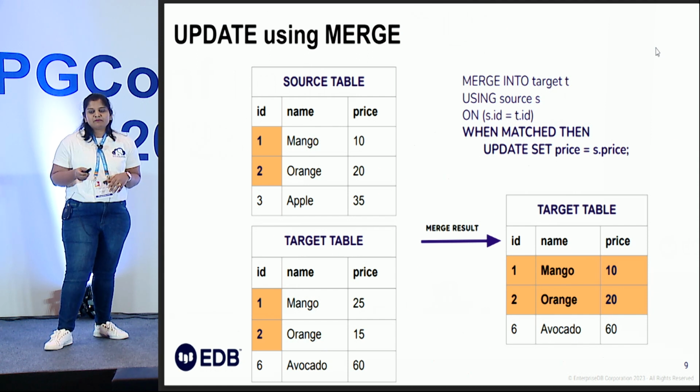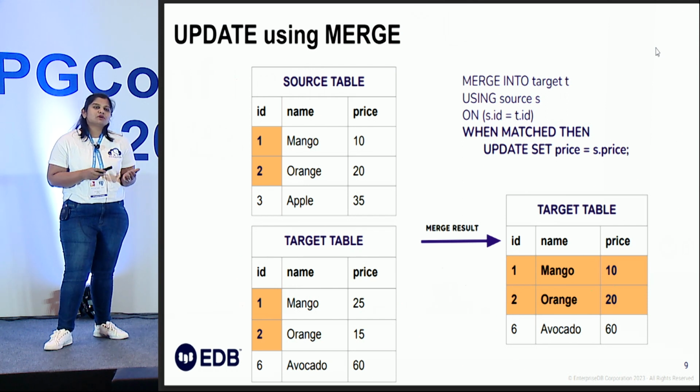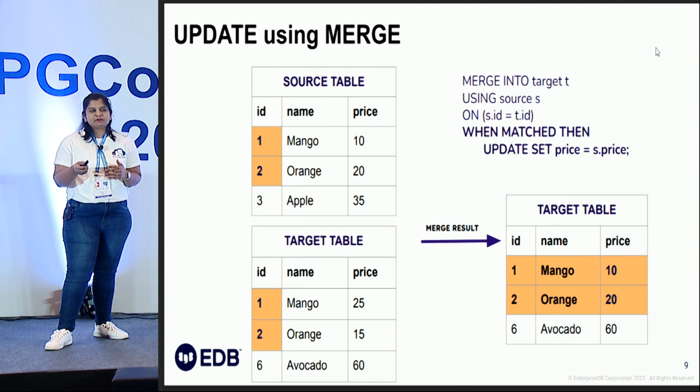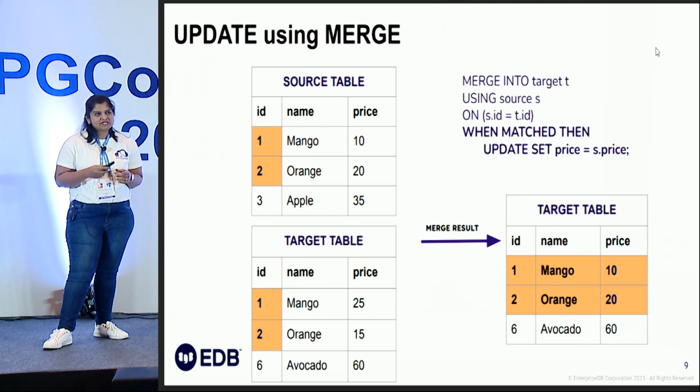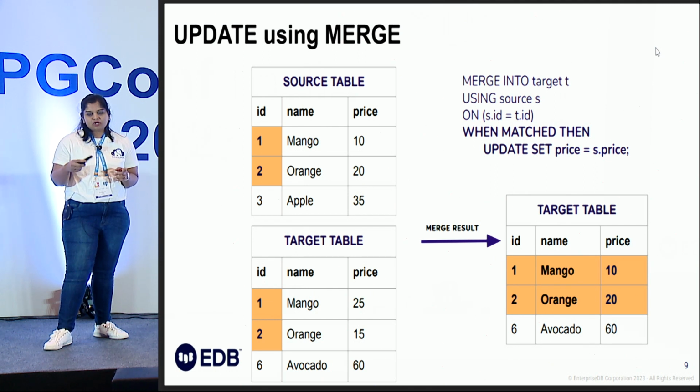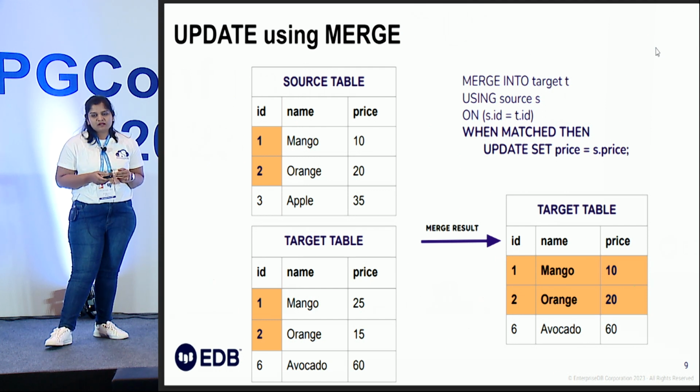In the statement, I have mentioned only price, it is not t.price. All the actions you do in merge are always on the target table. So when I say price, it is t.price. Once the merge is done, if you see the target result, you see that two matching rows got updated with the price present in the source table. So this is how an update works in merge.